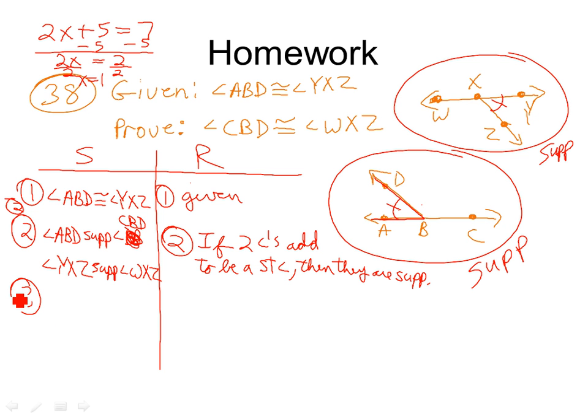So now we know that this angle right here is congruent to this angle right here, because that's what we said in step 1. If those two are congruent to each other and they're supplementary to these two, what's that tell us about those two? They have to be congruent, and that's what we're trying to prove. Angle CBD is congruent to angle WXZ.